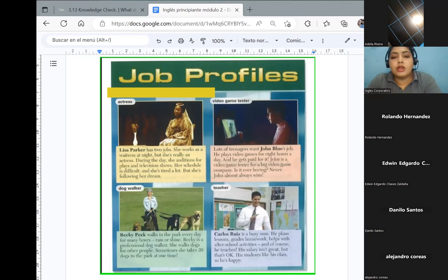And the last one, Carlos Ruiz. What is the job of Carlos Ruiz? ¿Qué hace Carlos? Oh, someone answered this. He's a teacher, very good. Carlos is a teacher. He plans lessons, grades homework, helps with after school activities, and of course, he teaches. His salary isn't great, but that is okay. His students like his class, so he's happy.